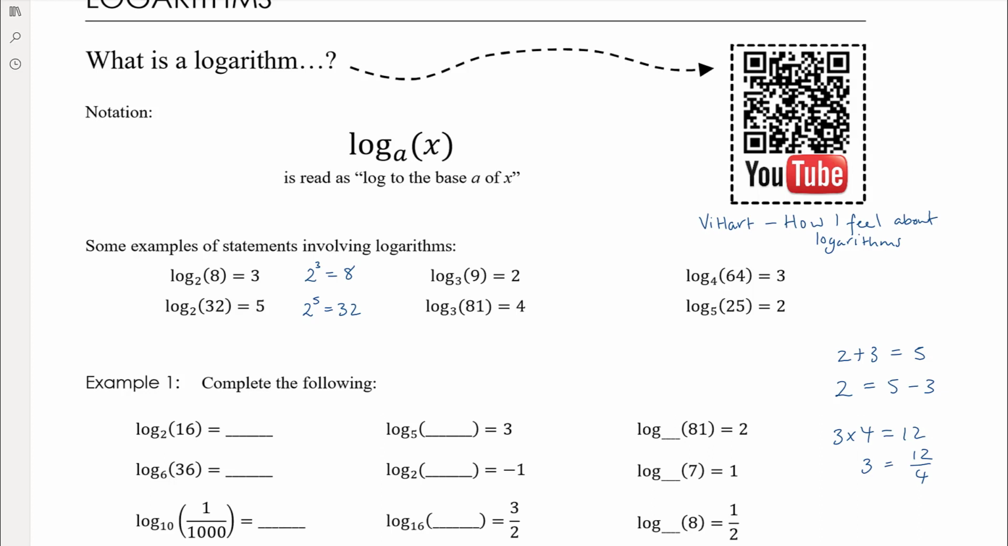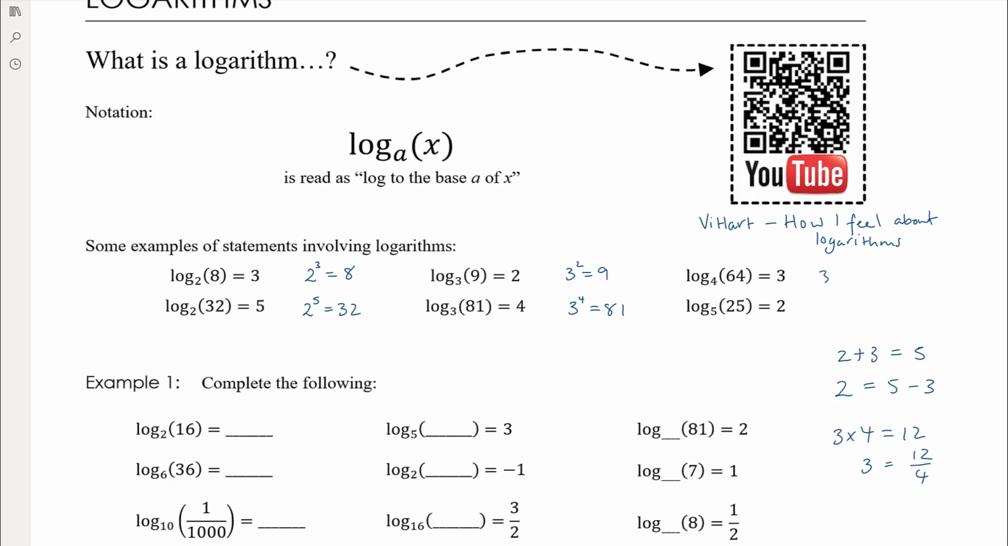Okay, log base 3 of 9 is equal to 2. 3 to the power of what gives me 9? 3 to the power of 2 gives me 9. So this is this information, 3 squared equals 9, written as a log. Log base 3 of 81: 3 to the power of what is 81? 4. So it's using the fact that 3 to the power of 4 is 81 to write it using a logarithm.